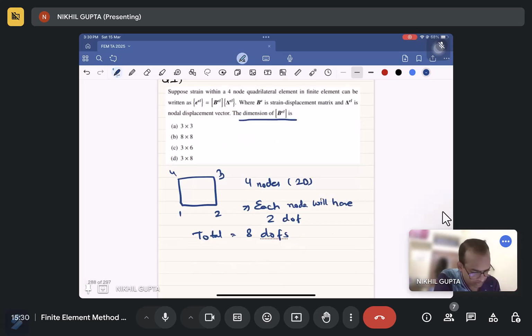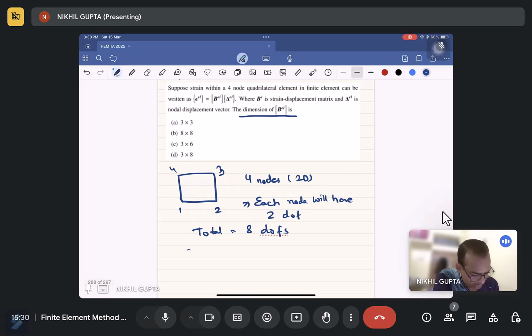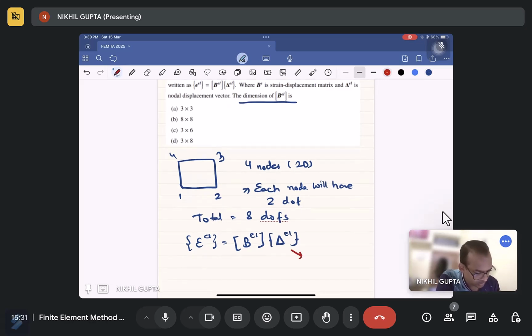So we know the equation as epsilon of the element equals B of the element times delta of the element. So you know now that this is 8 cross 1.